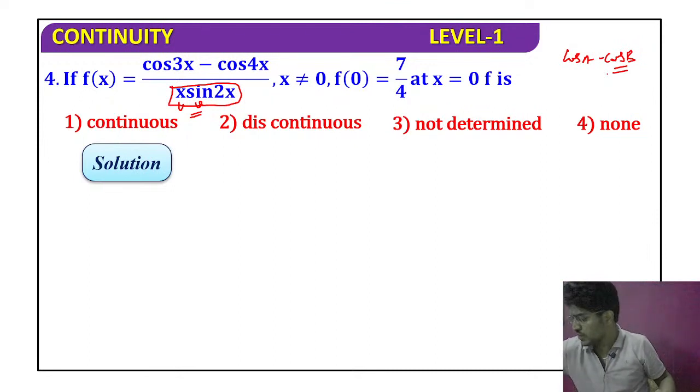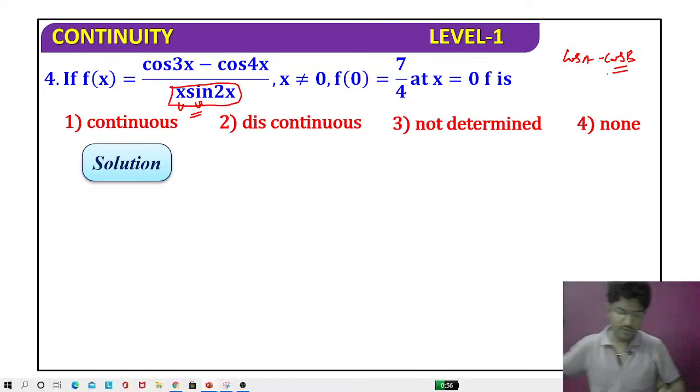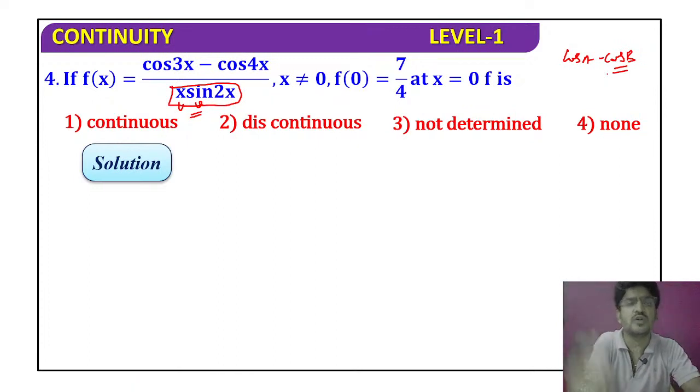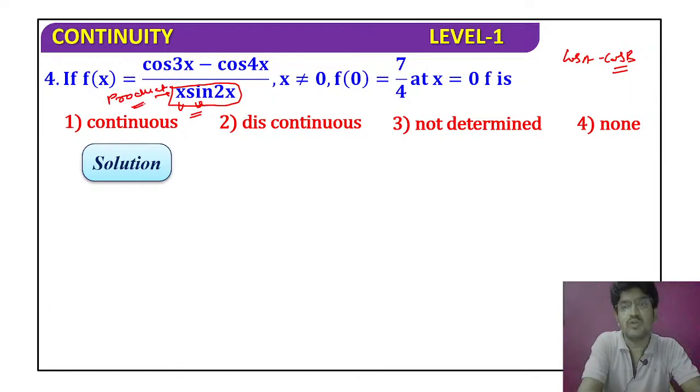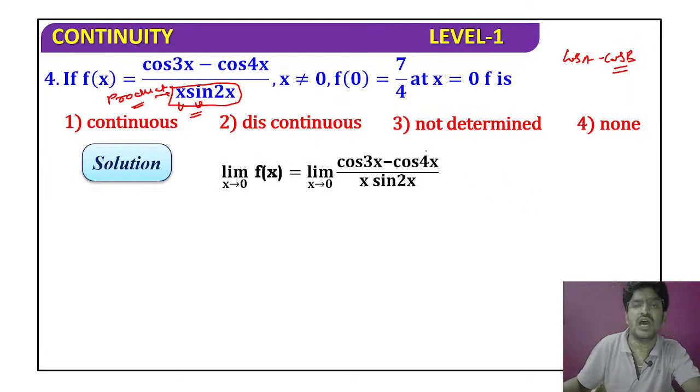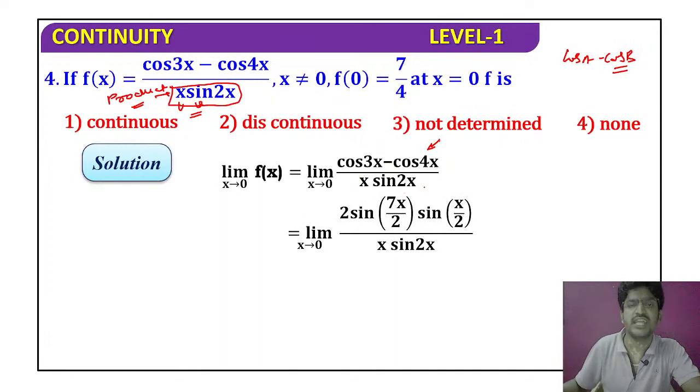You can also go through L'Hospital rule, no problem, but here you have to apply the product rule, and sometimes you may go wrong while solving with the product rule. So I will go for the formula of cos A minus cos B. By that I will get 2 times sin 7x by 2 into sin x by 2, divided by x into sin 2x.